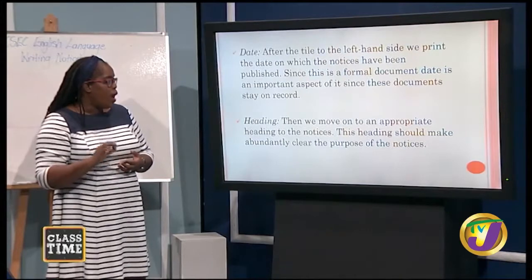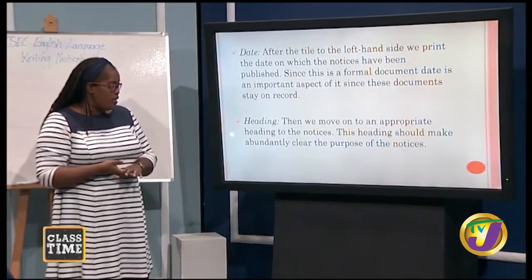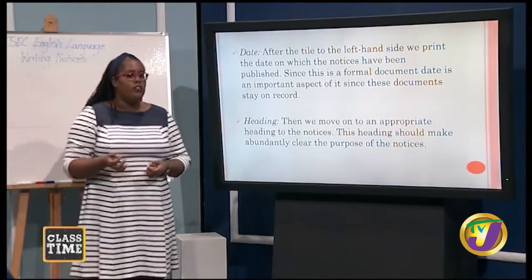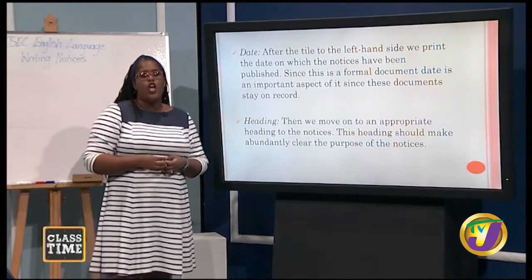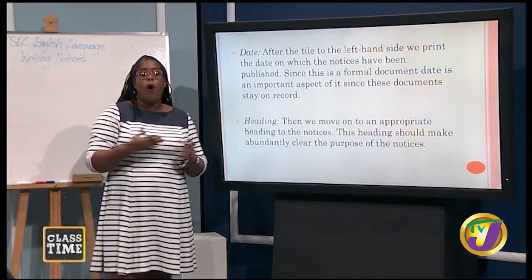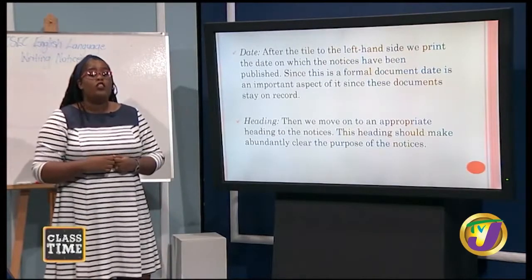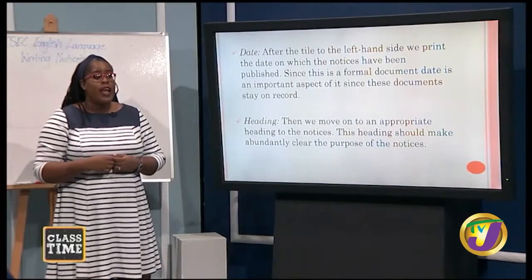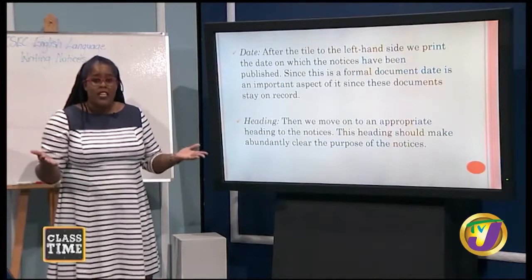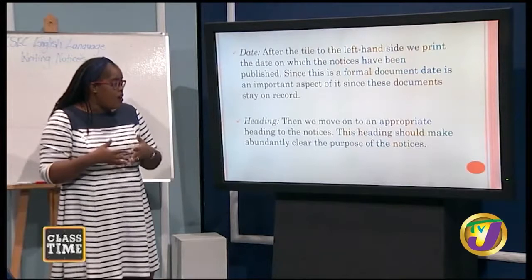Then we move on to an appropriate heading for the notices. This heading should make abundantly clear the purpose of the notices. Now, I can remember when I saw one of the public notices, the heading was "Public Notice." So then and there, I know that maybe it is coming from a government entity. So the title is there, public notice. So the heading is very, very important.